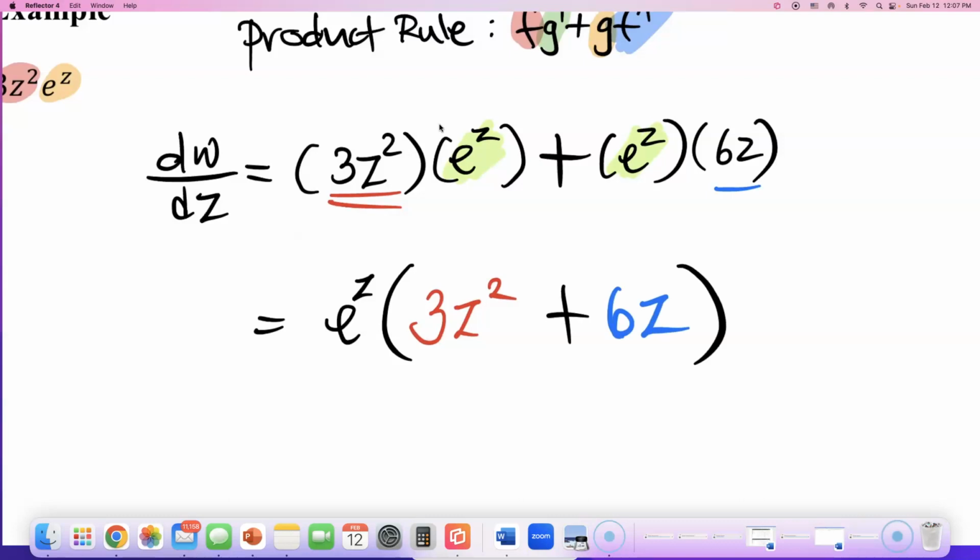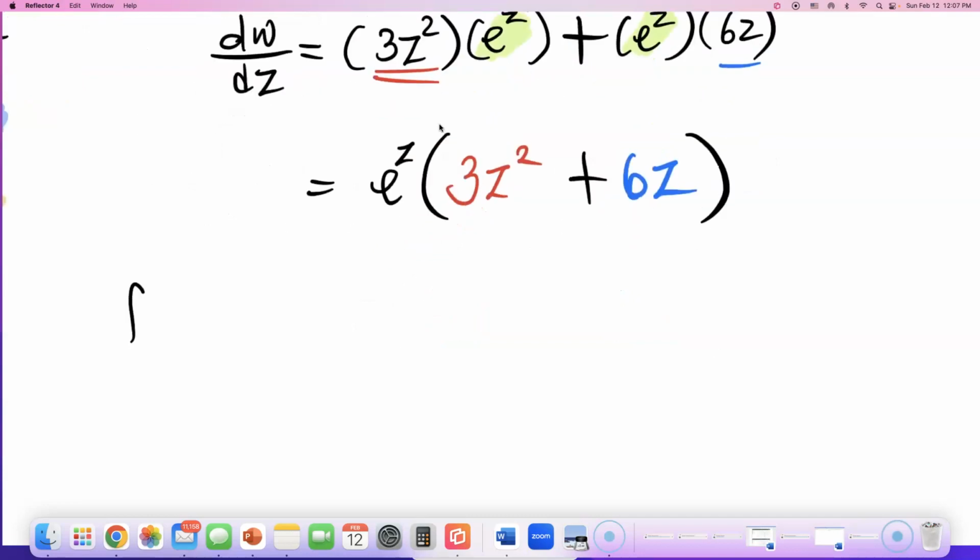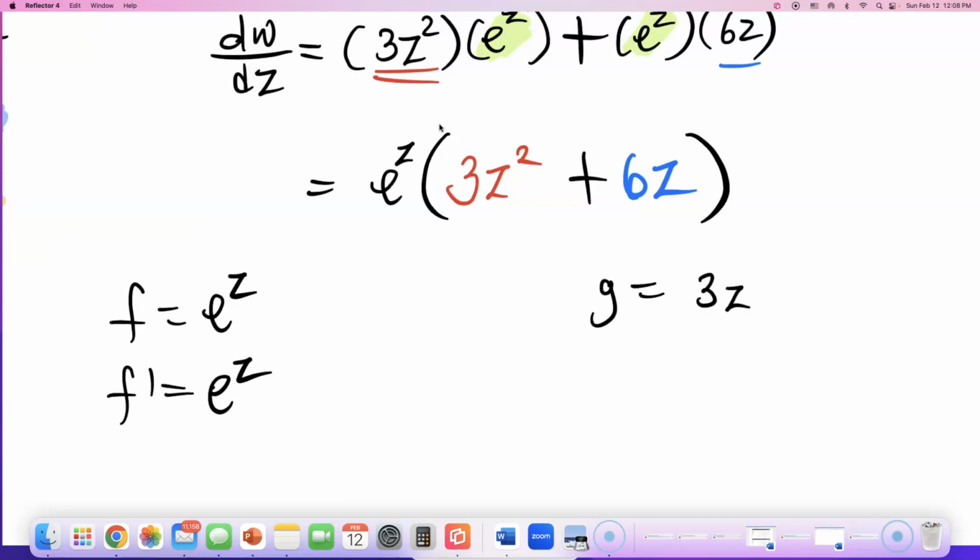Let me now find the second derivative of this. I think I can just use the product rule again, okay? Because take a look, I can call f to be my e to the z power, making that the first piece of the multiplication. Then the derivative of that is e to the z. How about we call g to be this parenthesis? What's inside is 3z squared plus 6z. And then I'll say g prime is going to be 6z plus 6, right?